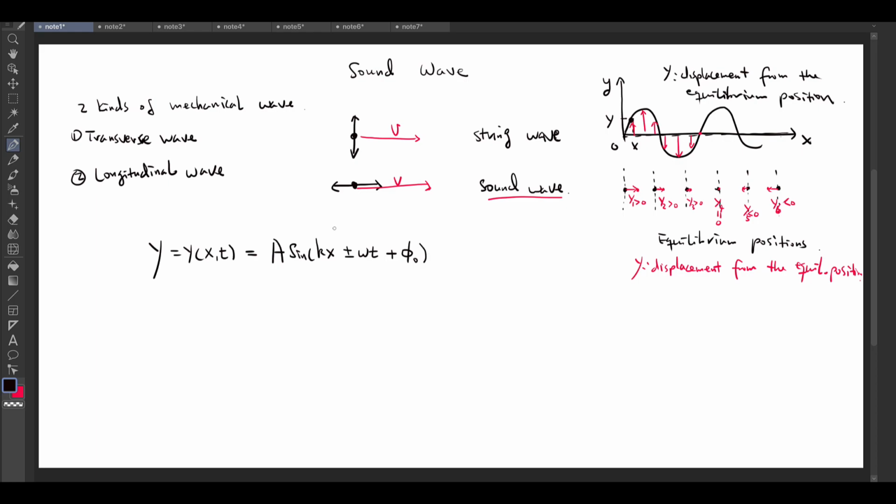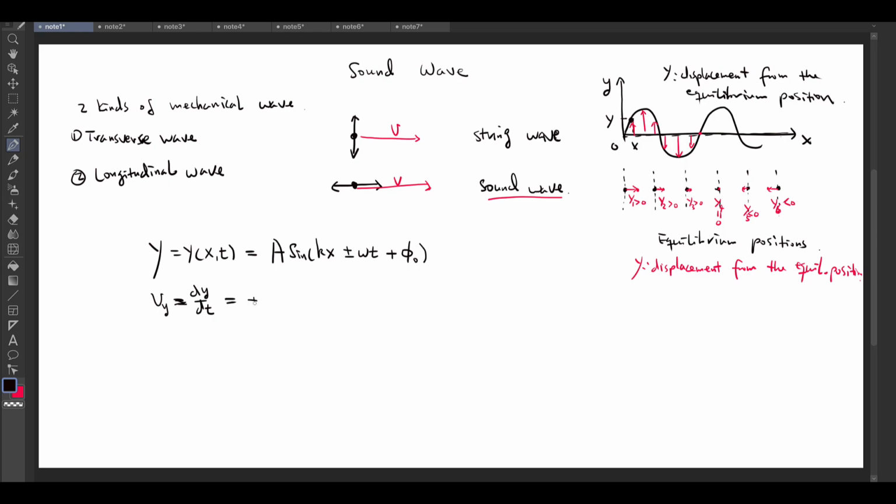And then you can do the same thing, like if you take the derivative here, then you get Vy, the particle's velocity along this oscillation direction, and that is given by dy/dt for each position.